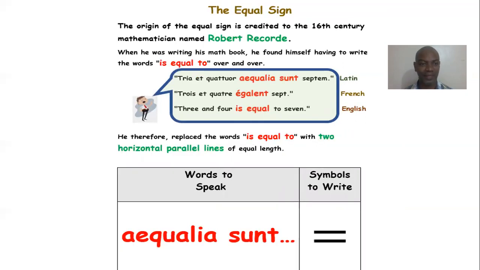The equal sign. The origin of the equal sign is credited to the 16th century mathematician named Robert Recorde. Okay, when he was writing his math book again, writing because you want to communicate, so you have to write.